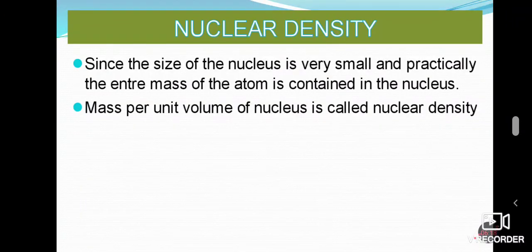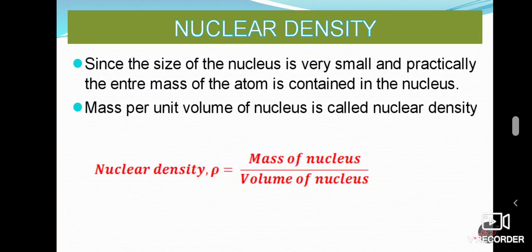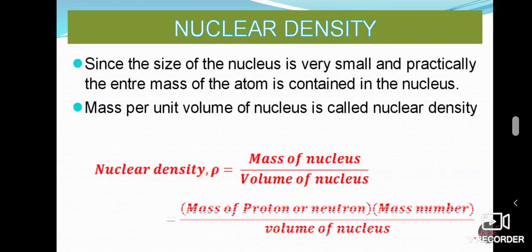So density is mass by volume, so mass per unit volume of the nucleus is called the nuclear density. Therefore the nuclear density rho can be written as the mass of a nucleus divided by the volume of the nucleus. Then what is the mass of the nucleus? It is the mass of a proton or neutron multiplied by the mass number, divided by the volume of the nucleus.